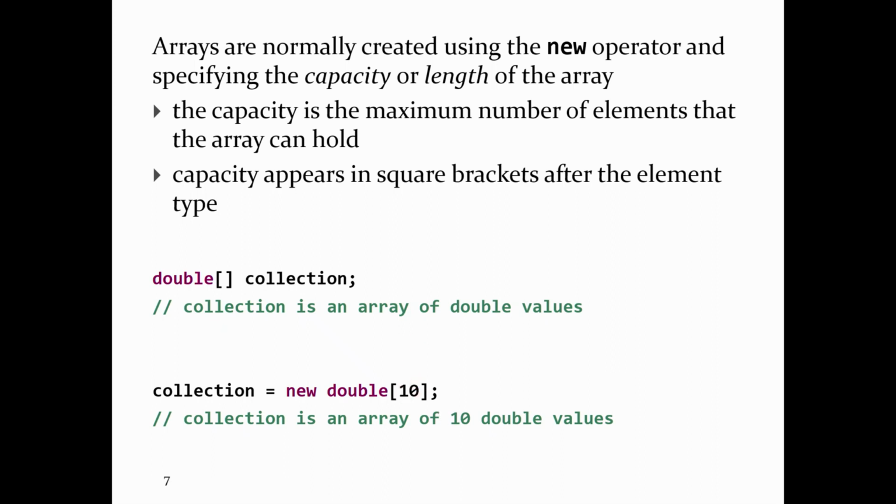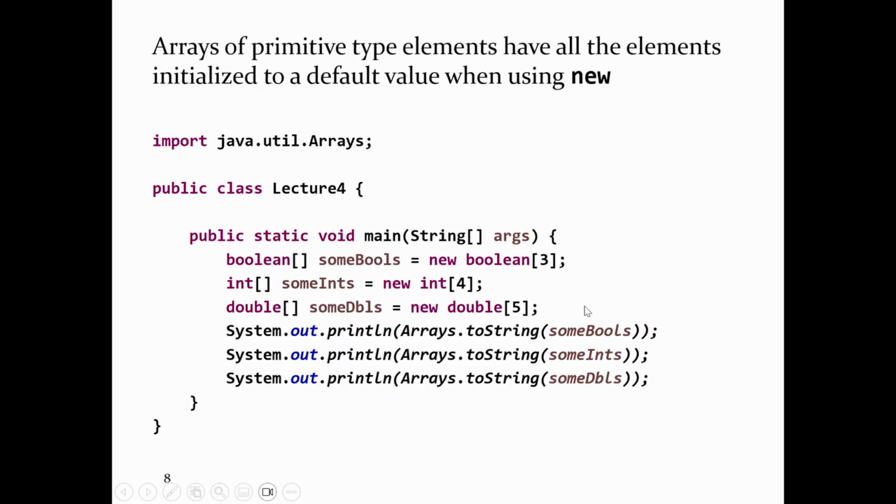That number there, 10, is the length, or you'll often see it called the capacity of the array. So when you make an array using new, the elements of the array are always initialized for you. Here's a little program. We make an array of Booleans, so 3 Boolean values. Next we make an array of 4 int values, and here we make an array of 5 double values.